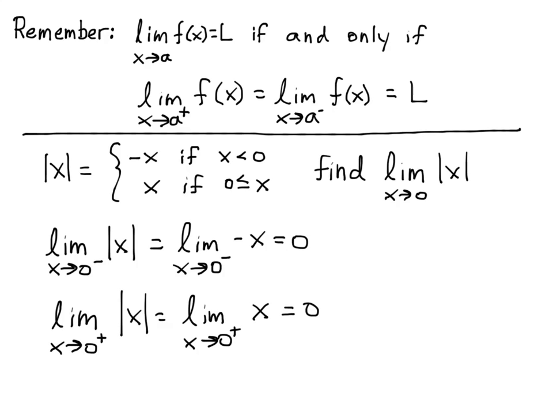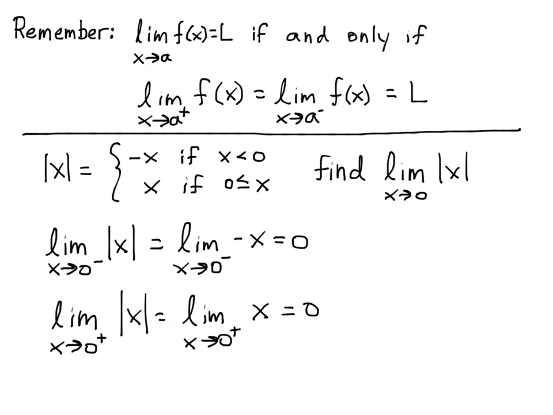So if we're going from the negative side, the left-hand limit, the absolute value of x is always going to be negative. And so that's the same thing as writing the limit as x goes to 0 of negative x, because the negative x will make the value of the whole expression positive. That's what the absolute value does. And so we can evaluate this one directly: as x goes to 0, negative x goes to 0.